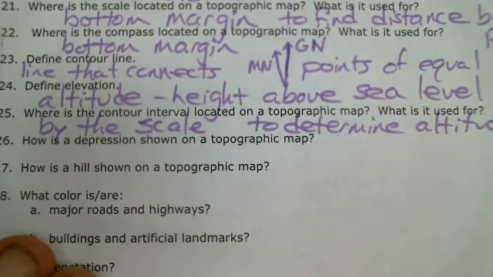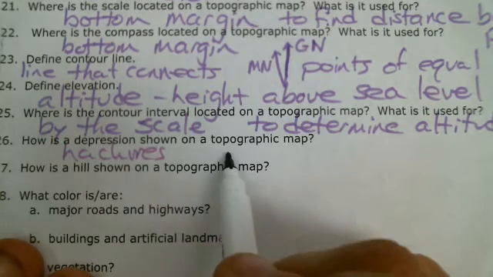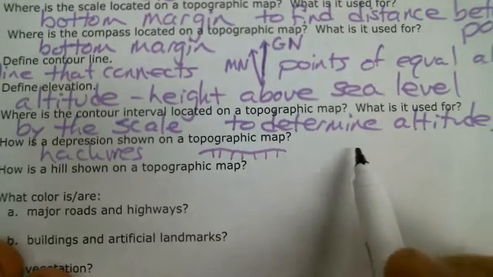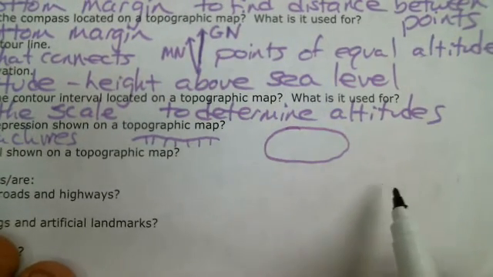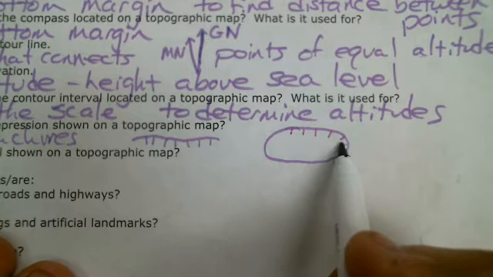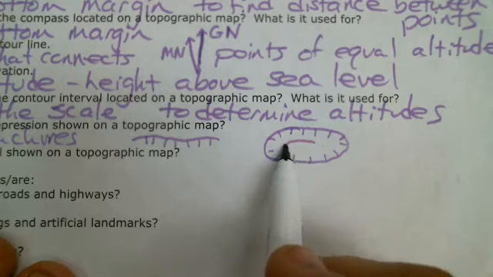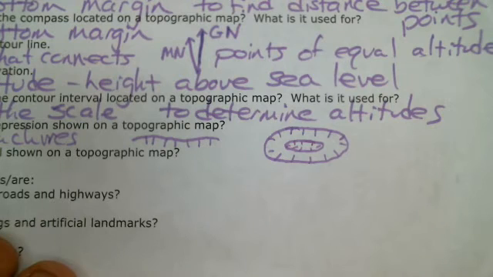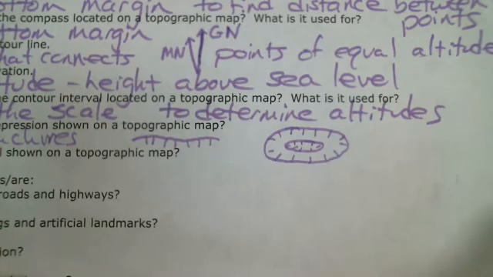Number 26. How is a depression shown on a topographic map? That's a thing called hachures. It looks like contour lines, but they have little dashes going along them, and those dashes point downhill. So typically, we have a depression or a hole of some sort, and the hachures, the little tick marks, will be pointing down to the middle of the hole. And as the hole gets deeper and deeper, we'll have more contour lines with more little tick marks. When you see this kind of a symbol, that is a hole or a depression.